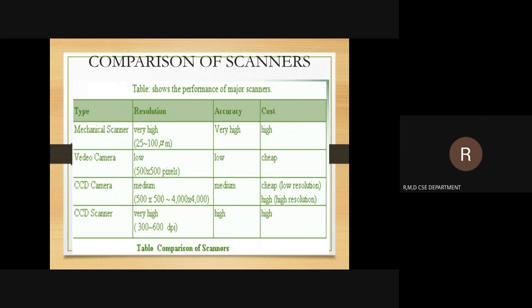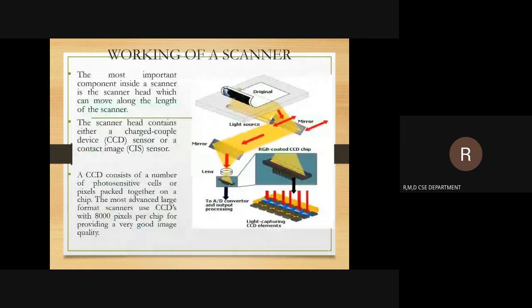If it is a capture camera, it has a medium accuracy. It is cheap for low resolution and high for high resolution. And then for the CCD scanner, the accuracy will be high and the cost will be high. The resolution will depend upon the areas of the organization or the requirement of the organization. They will decide whether they want to buy the CCD scanners, the CCD cameras or video cameras.